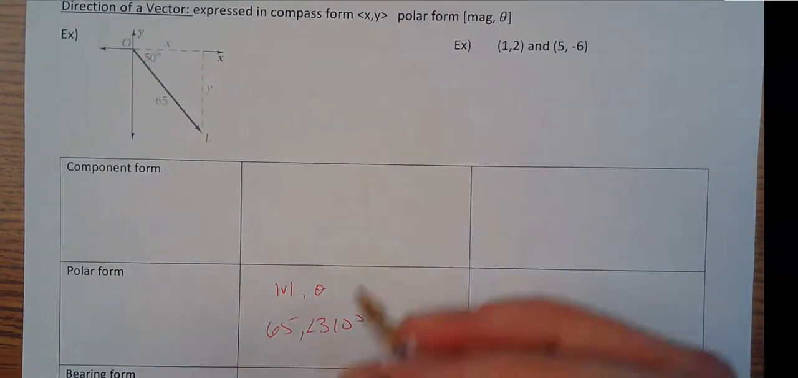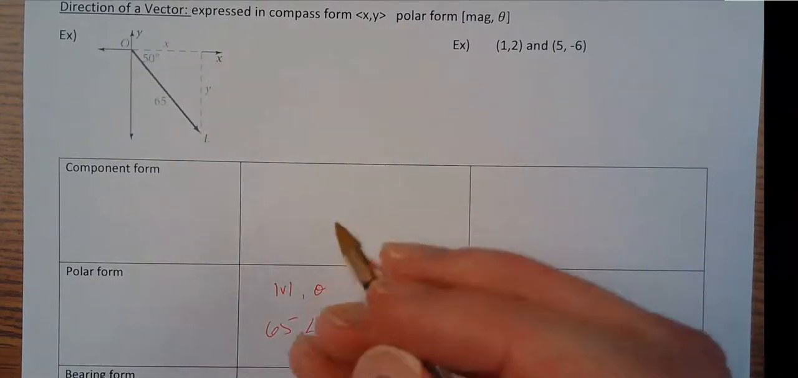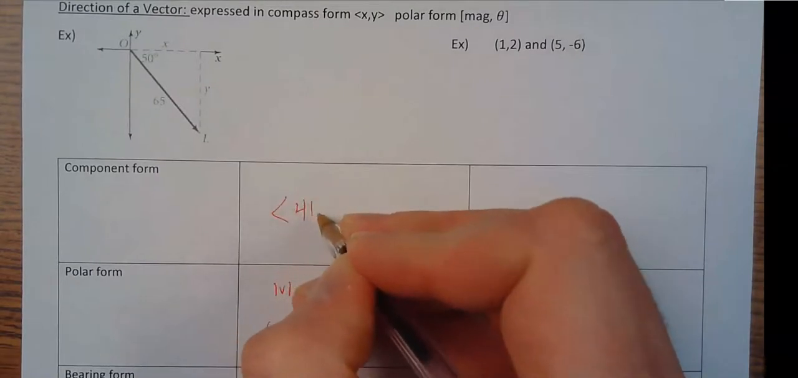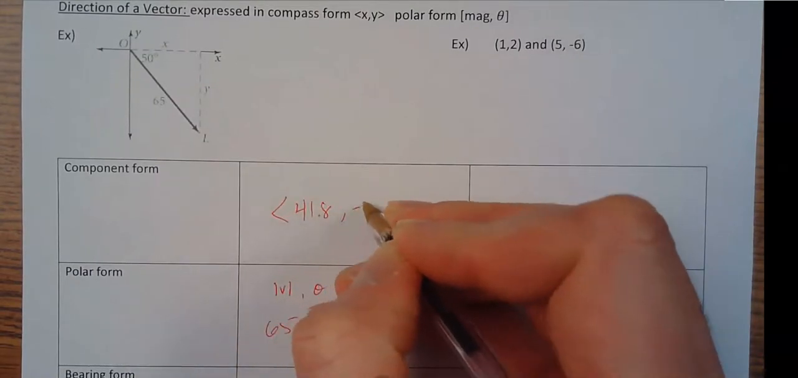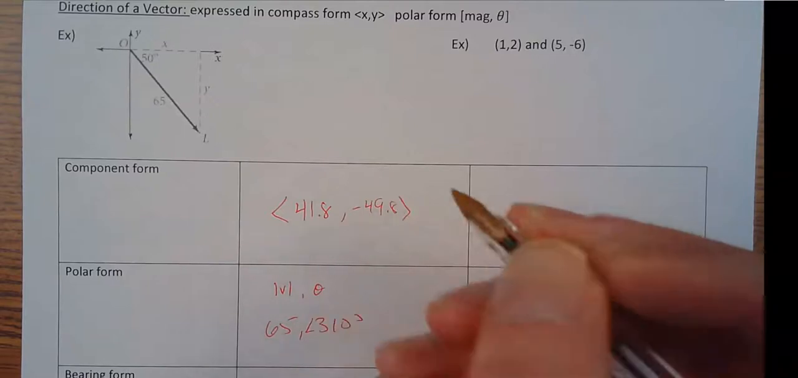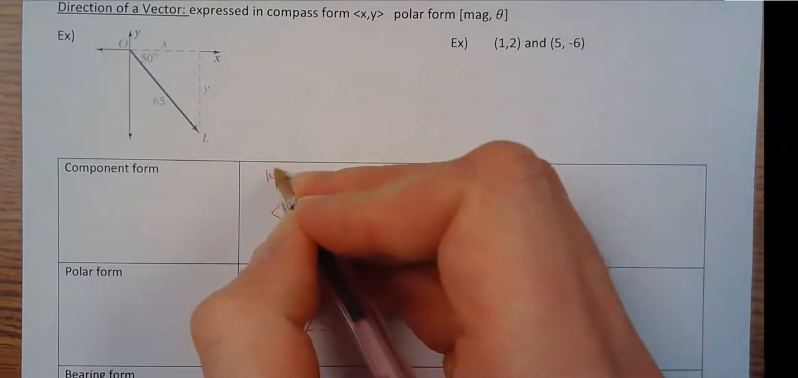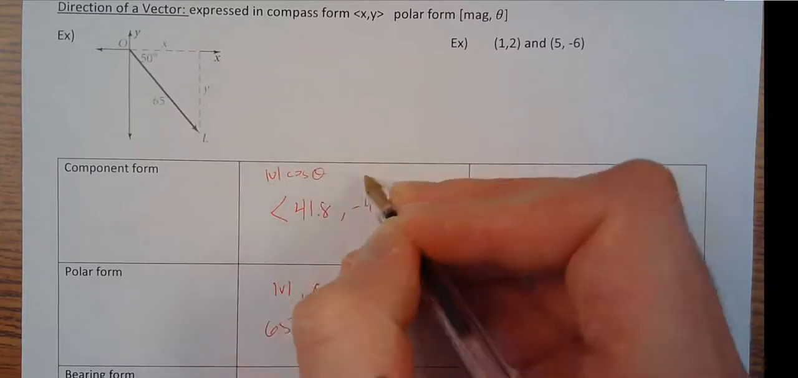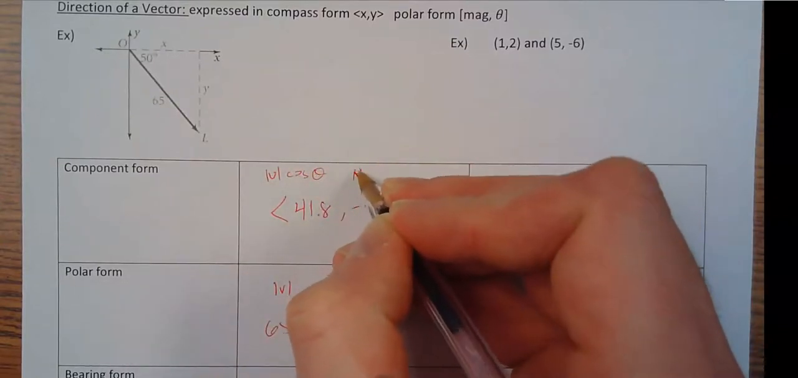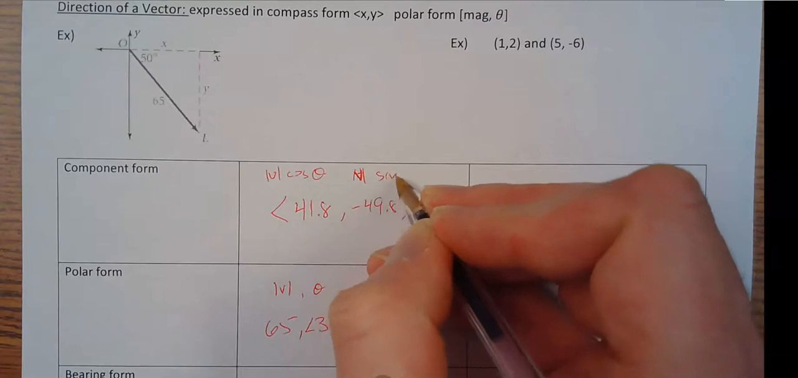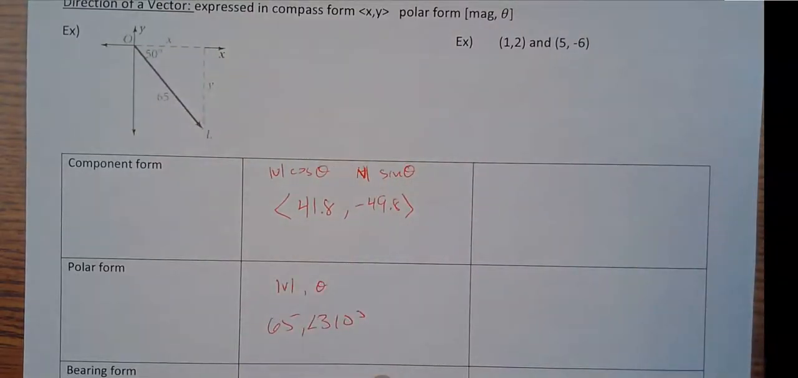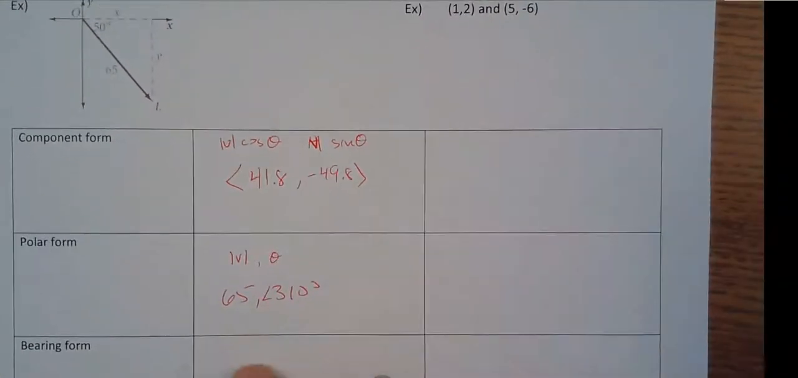Now if I want to go to component form, I did that on the front side already. The component form was 41.8, comma, negative 49.8. Again, that was using the magnitude of v cosine theta, magnitude of v sine theta. And that gives me these components. I'll get to bearing in a second.